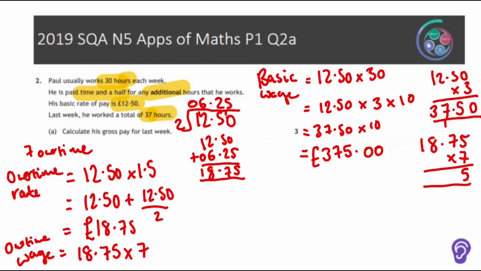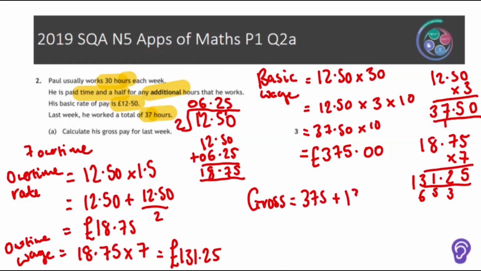So 5 7s will give me 35, 7 7s are 49 plus my 3 is 52, 7 8s are 56, add on my 5 is 61, and then 7 1s is 7 plus my 6 is 13. My decimal point will go here. So I know that his overtime wage is £131.25. Now I was asked for his gross pay, so all I'm going to need to do is add his basic wage plus his overtime, and that will give me his gross pay. So 131.25 plus 375, making sure to line up my decimals there.